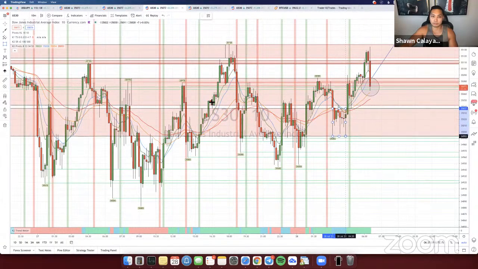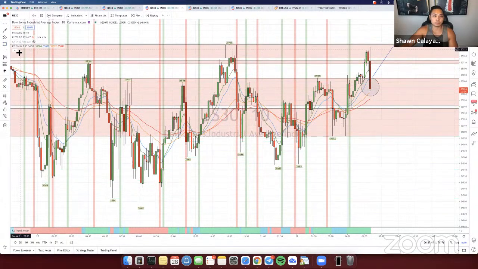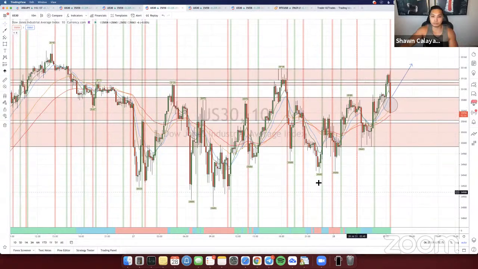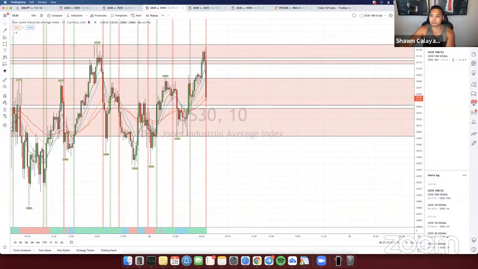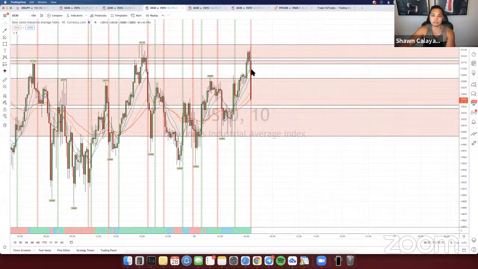Let's see. All right, so I'm all done with these zones right here. I'm gonna turn this off. You can see right here, it's really choppy. There's really no strong confirmation here. And we gotta wait for these confirmations as they close out. So we have a signal here, a pending signal here on the 10-minute for a sell.